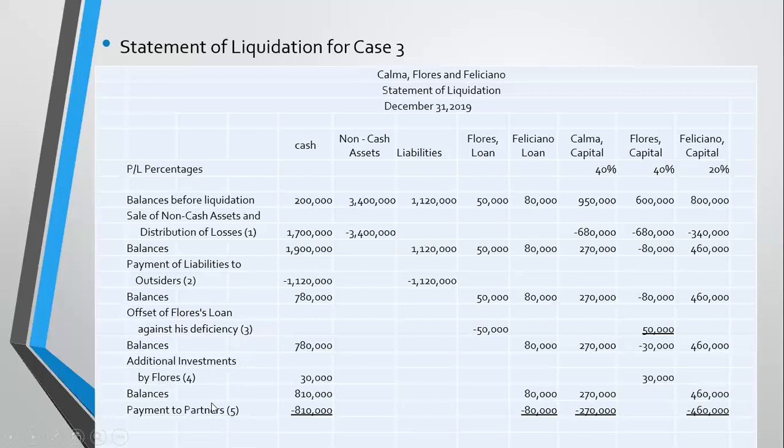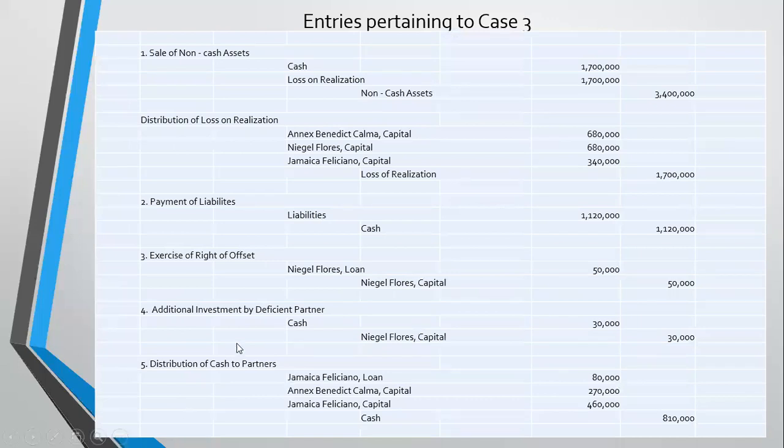Now, the next thing we ask is, is the partner with a capital deficiency solvent? If he is solvent, then we go to the additional investment right away if he has no loan balance. Now, with additional investment, it can also change because the partner may be insolvent. So there will be a different entry, where the other partners absorb the deficiency, just in case the deficient partner is considered insolvent. So these are the entries for case number 3. Those are their entries.